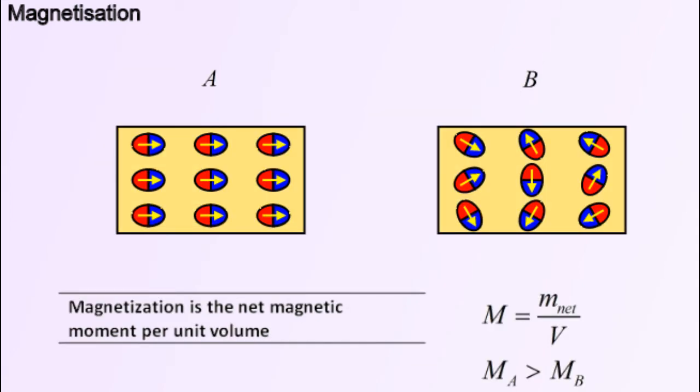Take the case of these two metals. In metal A, the magnetic moments are all aligned, whereas they are not all aligned in metal B. So the net magnetic moment of A is greater than the net magnetic moment of B. A and B have equal volumes. Magnetization is defined as the net magnetic moment divided by the volume. So the magnetization of A is greater than the magnetization of B.